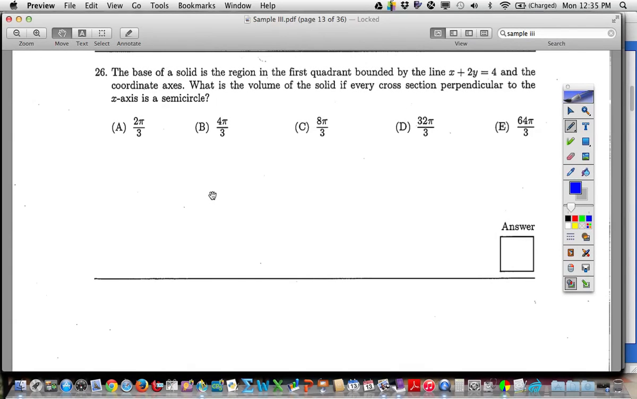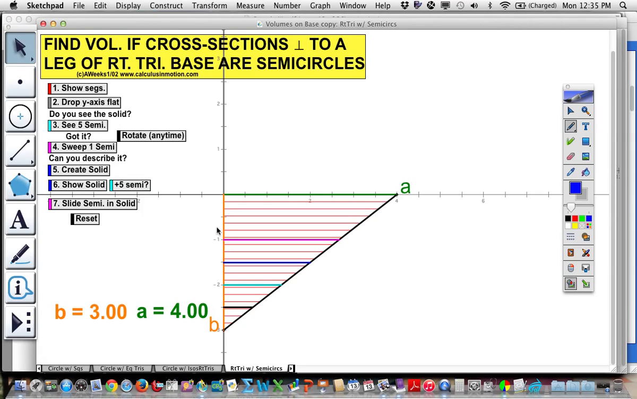Okay, so this one says the base of a solid is the region in the first quadrant bounded by this line and the coordinate axis. What's the volume of the solid if every slice cross-section perpendicular to the x-axis is a semicircle? Well, if you think about it, that's exactly this situation right here, where we're going to have a region.